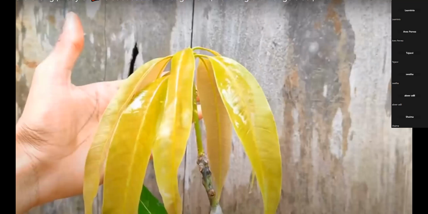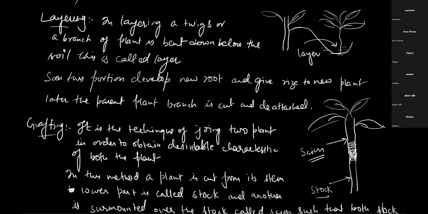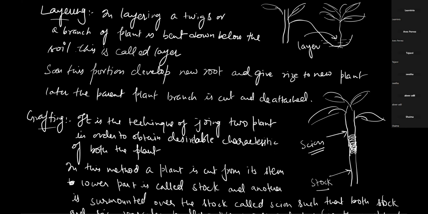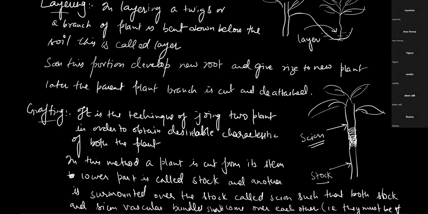Grafting is an artificial method. So please note it down. Here, let me show you. Grafting is another method. So note it down. Have you noted the layering? Yes, sir. Okay.